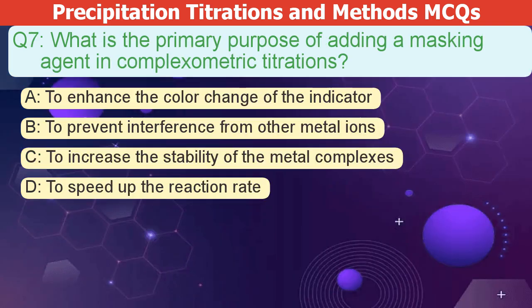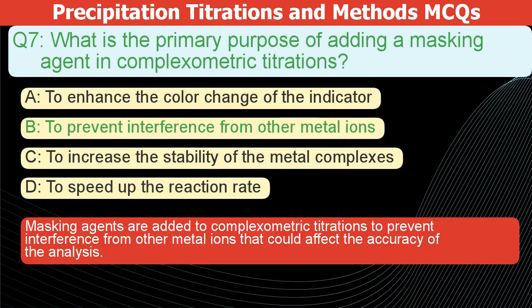What is the primary purpose of adding a masking agent in complexometric titrations? A. To enhance the color change of the indicator. B. To prevent interference from other metal ions. C. To increase the stability of the metal complexes. D. To speed up the reaction rate. The correct answer is B. Masking agents are added to complexometric titrations to prevent interference from other metal ions that could affect the accuracy of the analysis.